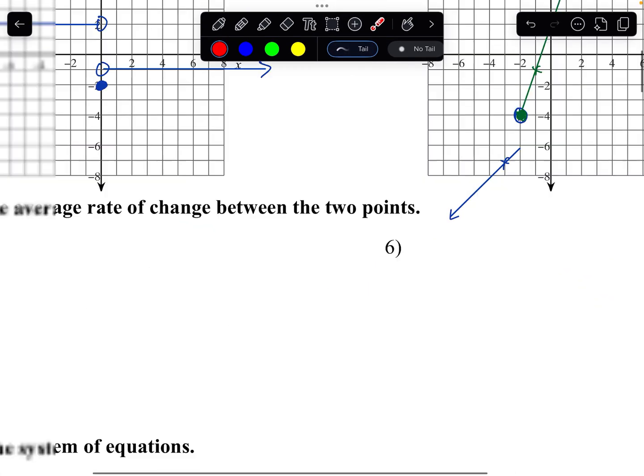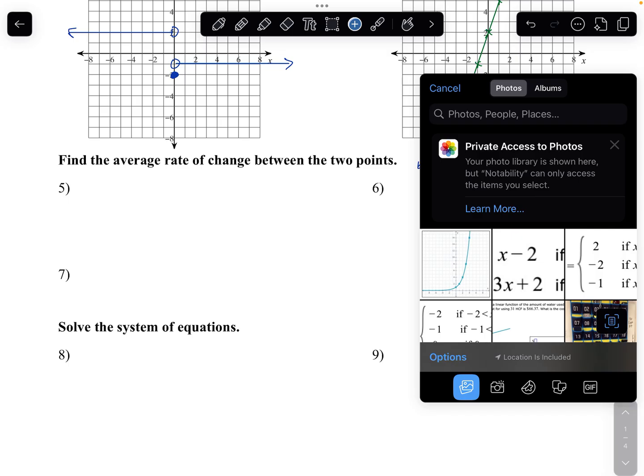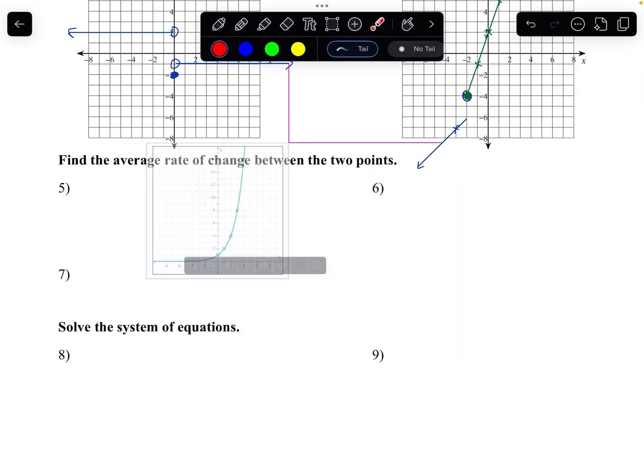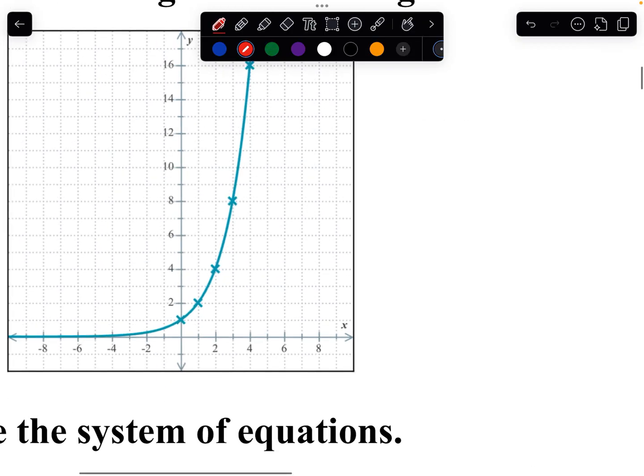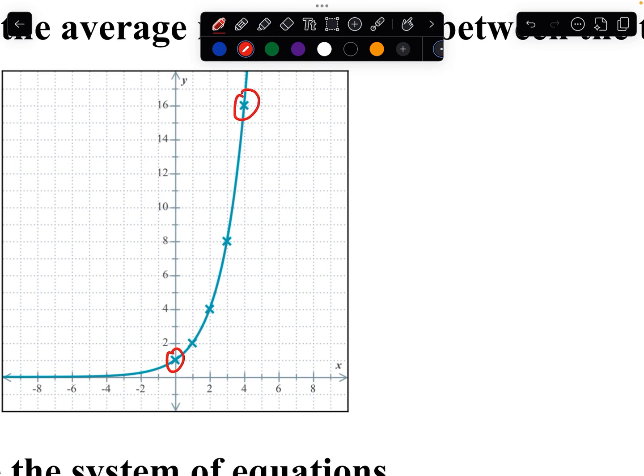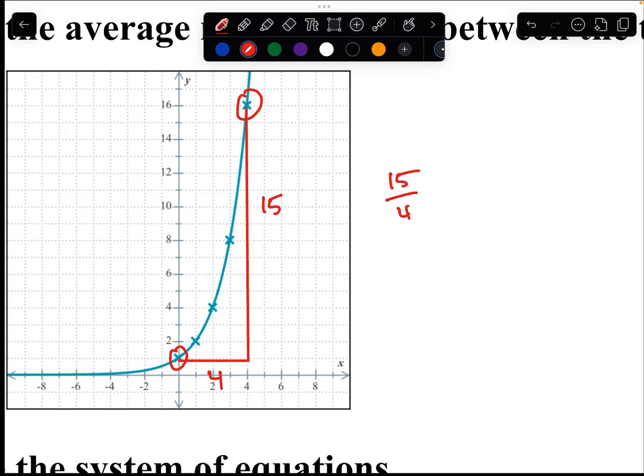Basically, all I'm going to do for this one is just calculate or count the slope between the points that I have. So at x equals 0, we're talking about this point. And then at x equals 4, we're talking about this point. So what is the slope between these points right here? I can see that I'm going over 4. And since I'm at y equals 1 and this is 16, that means it should have a rise of 15. So this average rate of change should be 15 over 4.